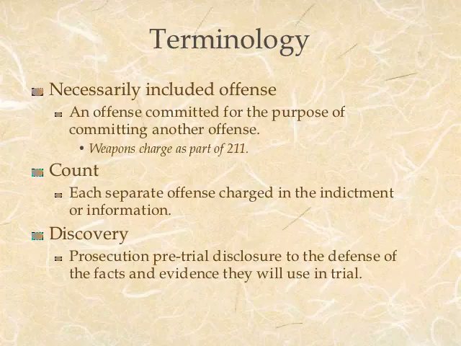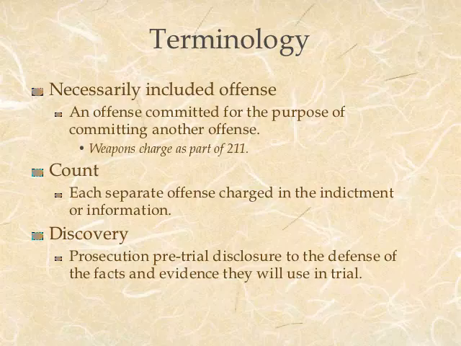I'm going to go over some terminology. First is necessary included offense, and this is an offense committed for the purpose of committing another offense. An example, being armed with a weapon as a charge that would be part of armed robbery, possession of a concealed weapon. A count is each separate offense, charge, and indictment or information.